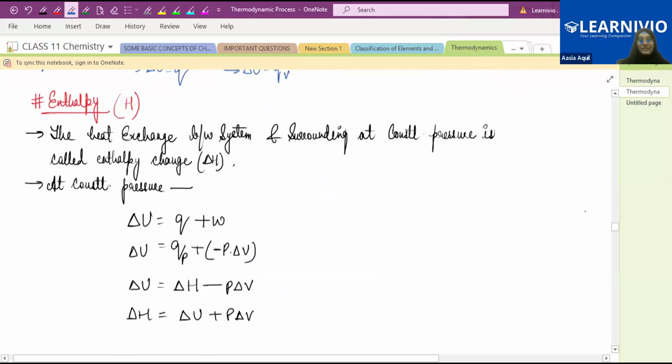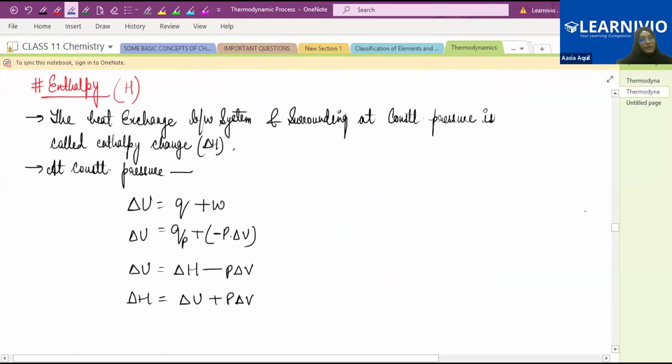Okay, now it's enthalpy. The heat change. So what is enthalpy? Enthalpy को हम किससे denote करते हैं? Capital H, right? So capital H is basically enthalpy. And the question is, what is enthalpy? So it's a heat change between system and the surrounding at constant pressure. At constant pressure, the heat exchange between the system and the surrounding is known as enthalpy.